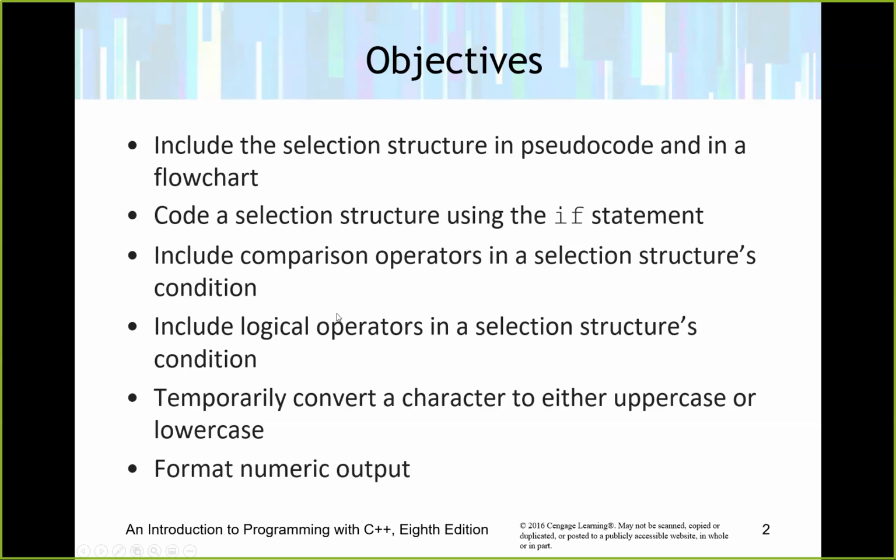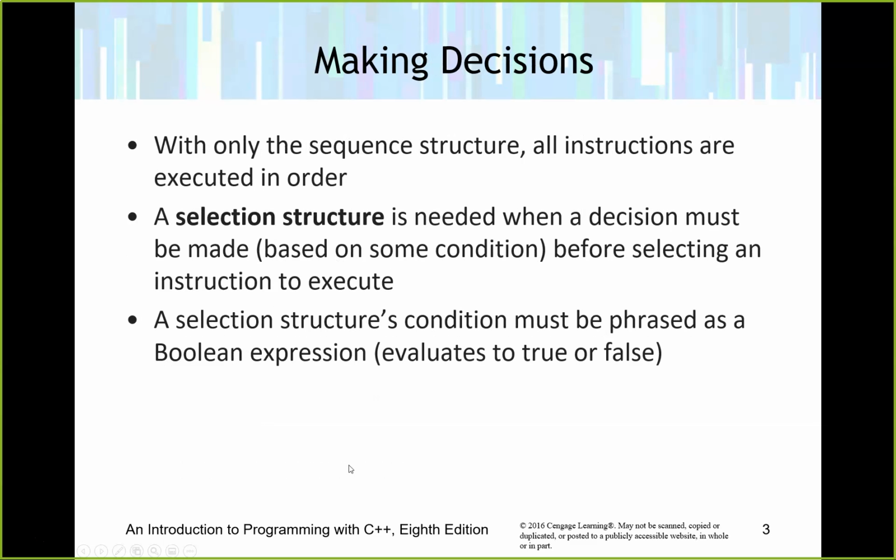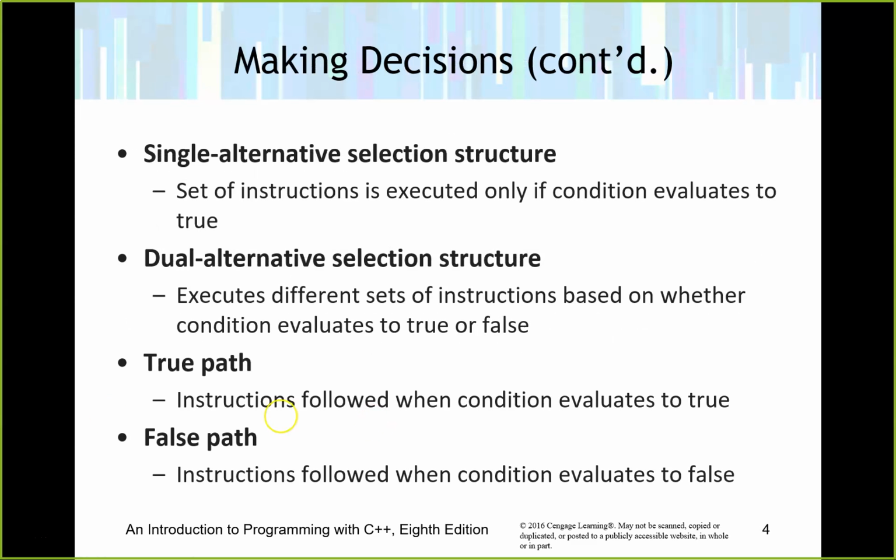Again, this is the formatting of numeric output through set precision and fixed. So basically a selection is where you make a decision. A Boolean is something that evaluates to either true or false. I use Booleans all the time for error checking or to see if you're getting good input. We're going to be talking about that more.